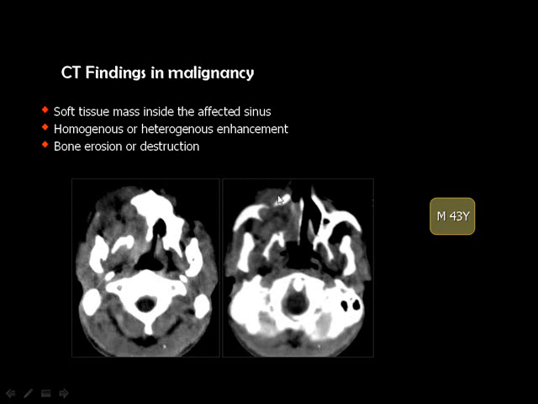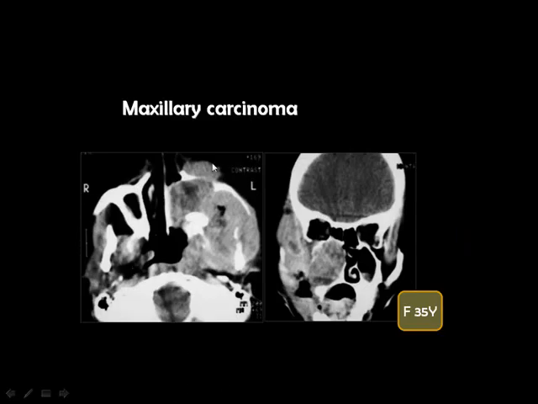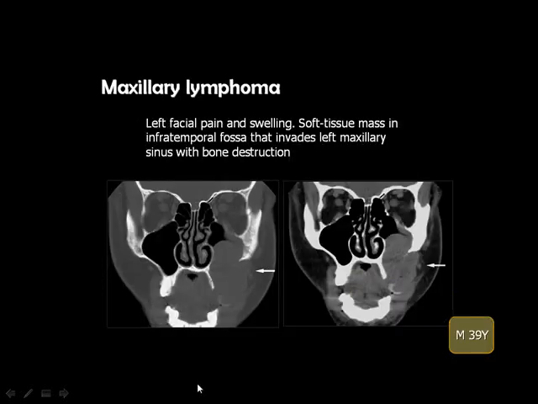Then you can see a mass that is centered on the maxillary sinus with destruction of the anterior wall, extension into the cheek, destruction and extension into the nasal fossa, as well as into the infratemporal fossa. And in the lower section, you can see erosion of the hard palate. Another case of maxillary sinus carcinoma with destruction of the sinus, extension into the cheek, extension into the infratemporal fossa, infiltration of the masseter, and the pterygoid plates.